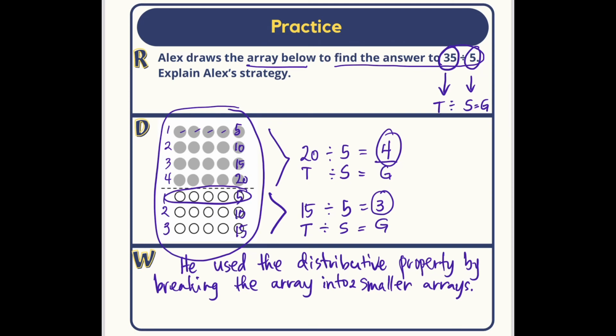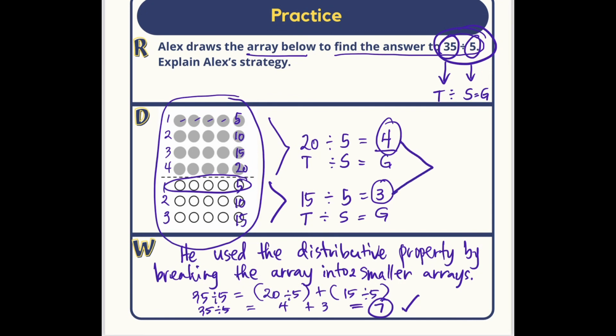So we are not done because we did not write our distributive property. So the array is actually 35 divided by 5 is equal to 20 divided by 5 plus 15 divided by 5. And we also got the answer here. We said that it's 4 plus 3, which is 35 divided by 5 equals 7. 7 is the answer for that, because 4 plus 3 equals 7.